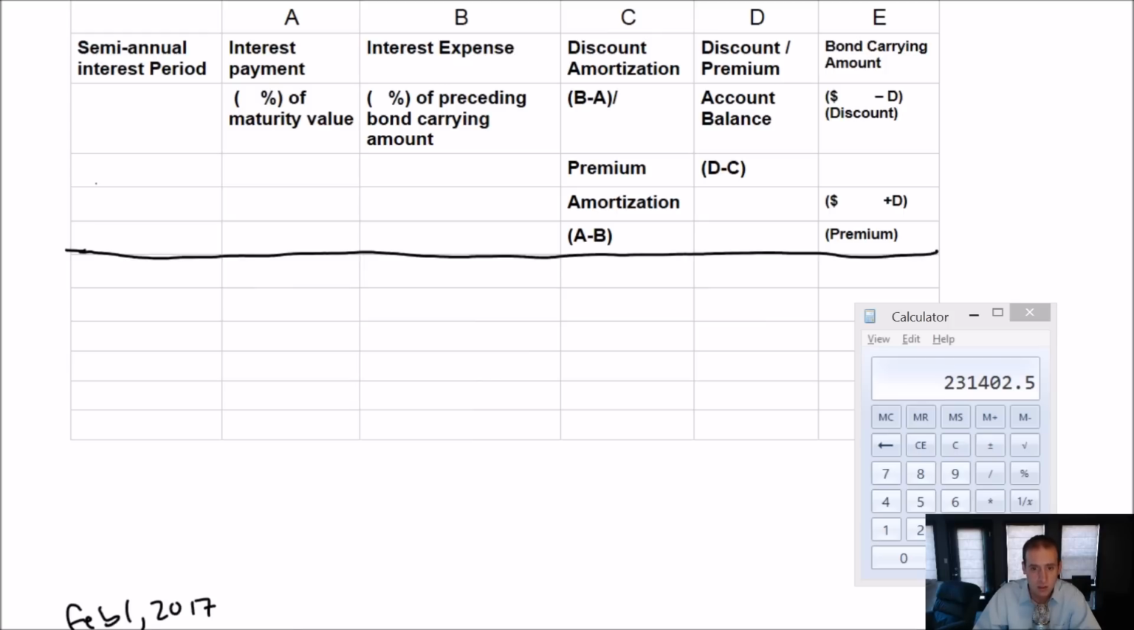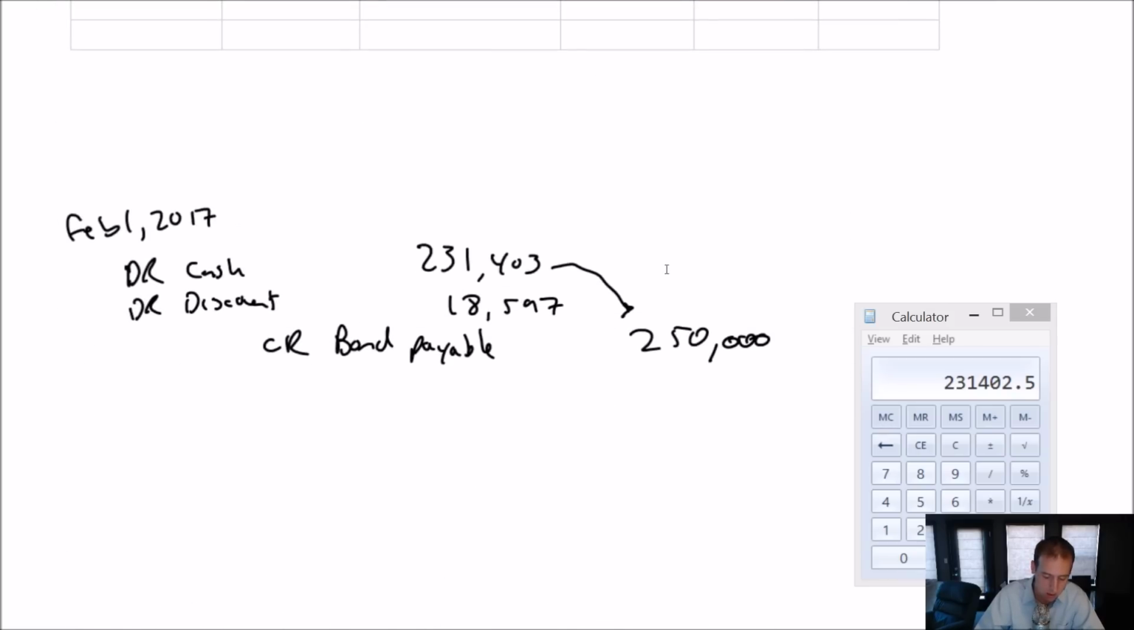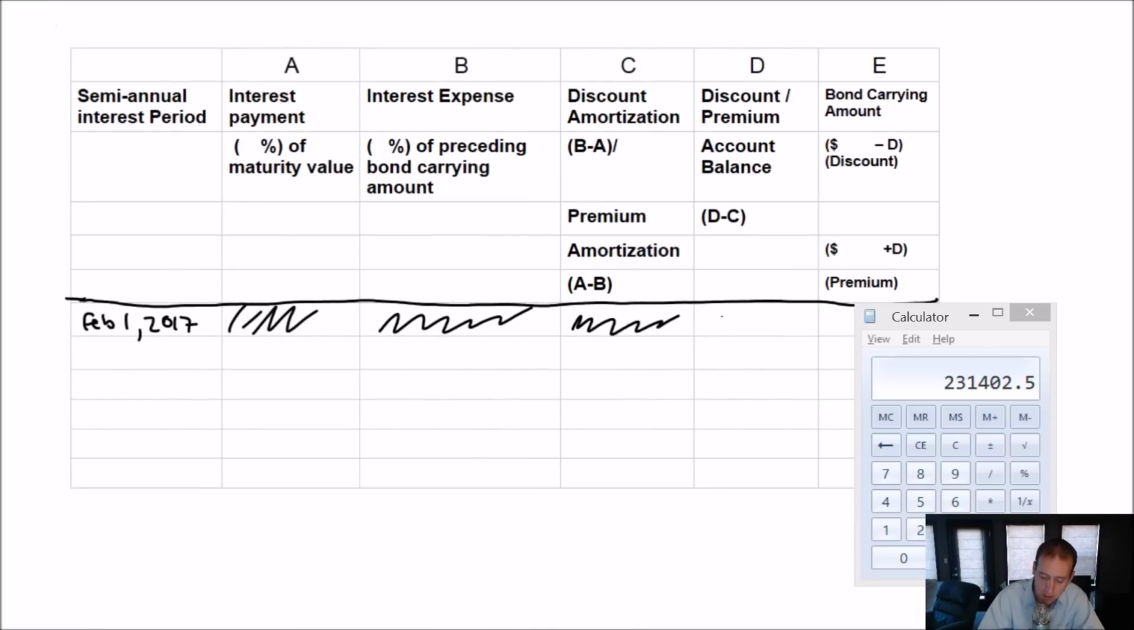Our first semi-annual interest period, the first date relevant to our bond, is February 1st, 2017. What happens on this date? Is there an interest period? No. There's no interest payment. Is there an interest expense? No. There's no discount to be amortized, but there is a discount account balance. We said when I issue this, there's a discount of $18,597.